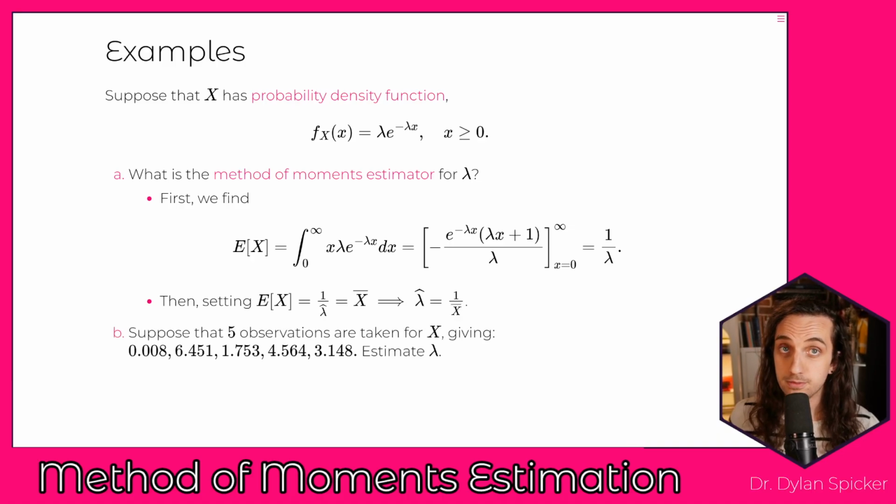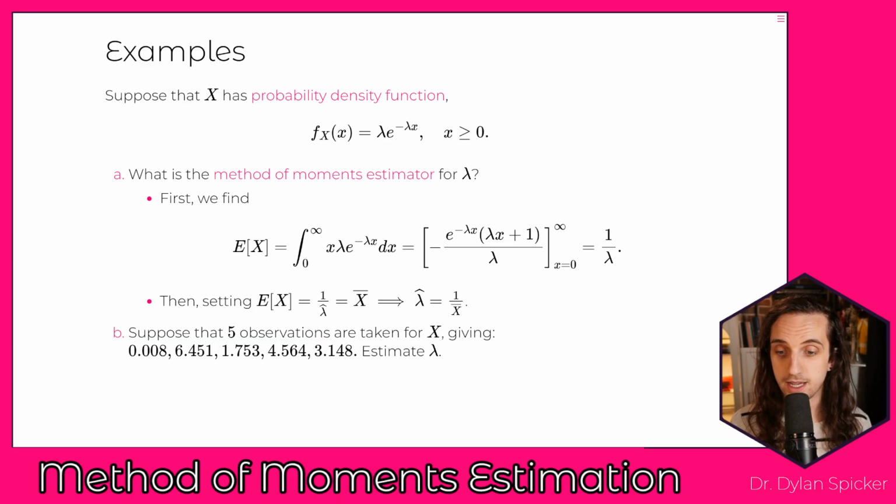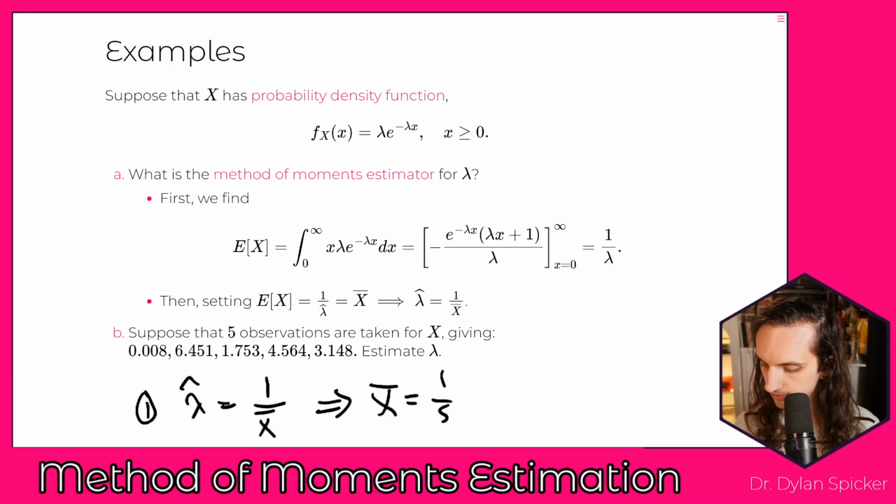Okay. Now, suppose that we go out and perform an experiment and we collect 5 pieces of data, so we have the observations being 0.008, 6.451, and so forth. We want to estimate the value of lambda. Then how can we do this? Well, the first thing is we know that lambda hat has to be 1 divided by x bar. And so then we calculate x bar, which will be 1 over 5 times the sum of all of these values, right?